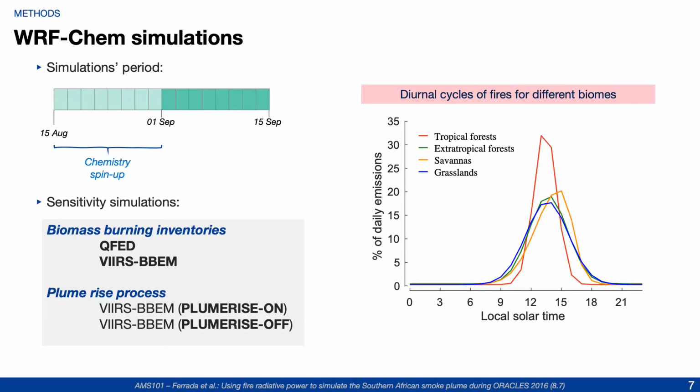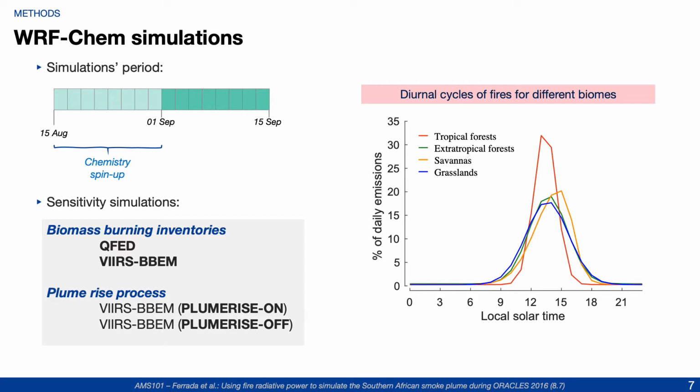We ran 3 sensitivity simulations using the same configurations, except for changing the biomass burning emission inventory and the use of plume rise. We used QFED and our custom emission inventory, and both of these simulations were run using plume rise. Then we made a third simulation with our custom emissions, but turning off plume rise. All simulations were made considering a 17-day spin-up period for chemistry and aerosols, and then we ran until September 15th. We did not run the whole month because of the high computational cost.